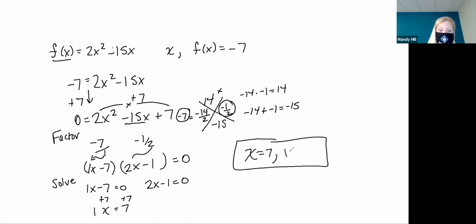The other answer is x equals, we'd have to add 1. So 2x is equal to 1. And we would divide by 2. And so x is equal to 1/2.